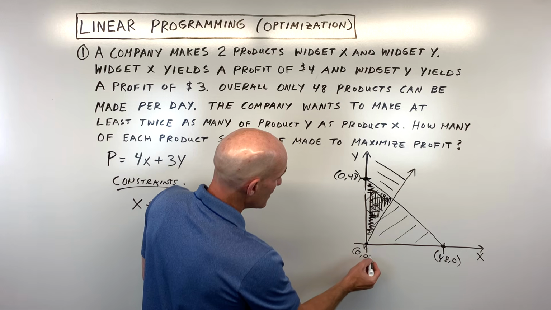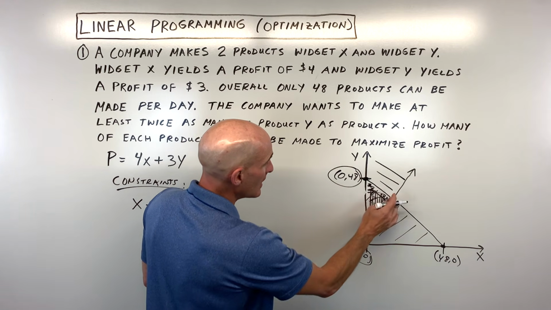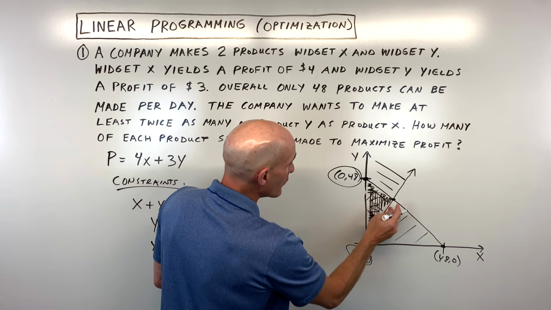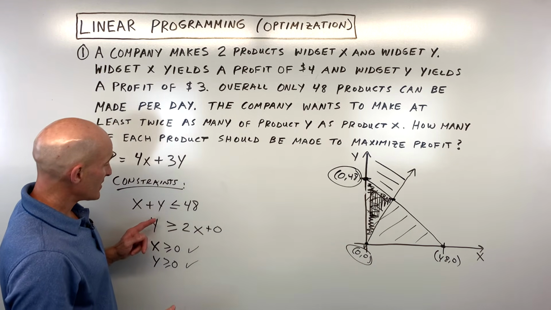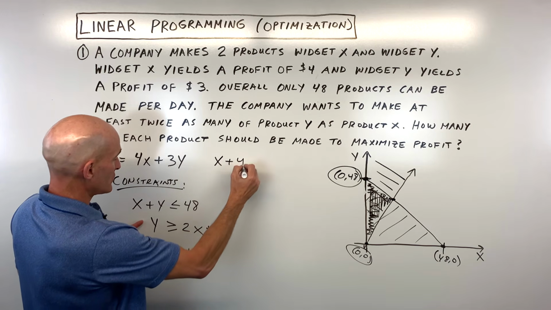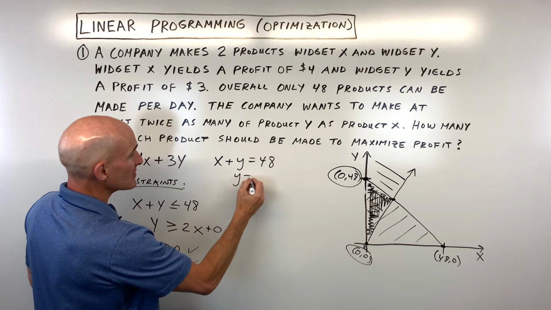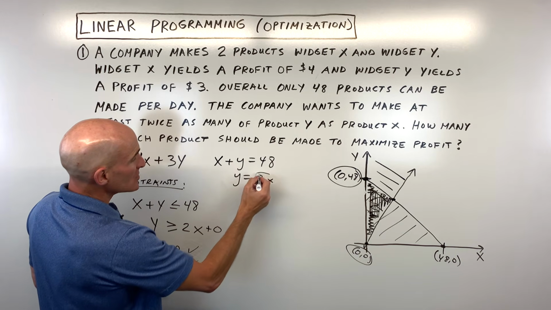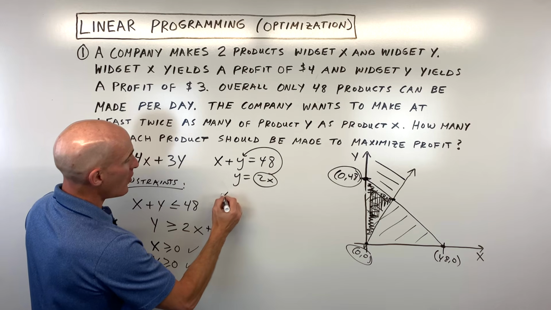Now we have this point here, 0, 0. We have this point here, 0, 48. But we have to solve for this point right here where these two lines intersect. So we're going to treat these just like equations, like x plus y equals 48 and y equals 2x. And what we can do is a substitution. So if y equals 2x, let's put 2x in place of y.